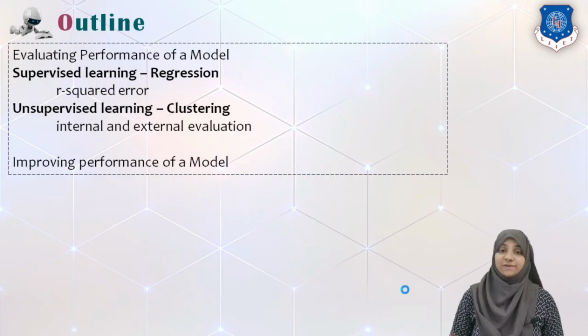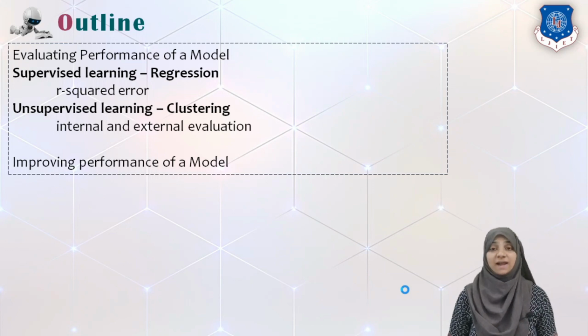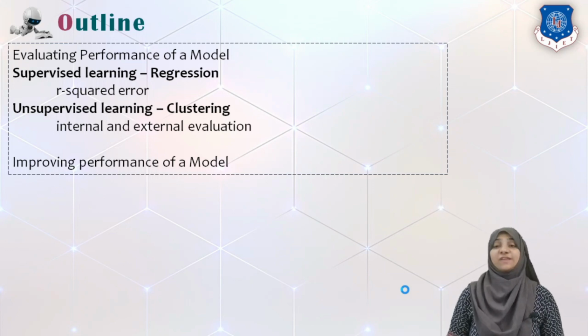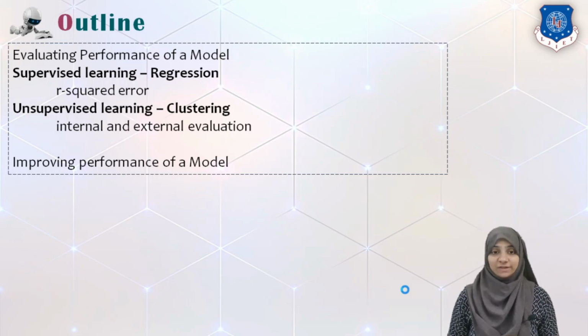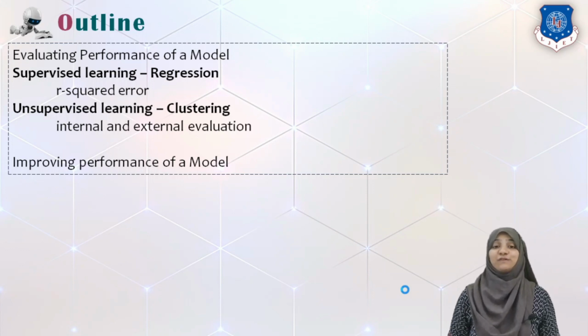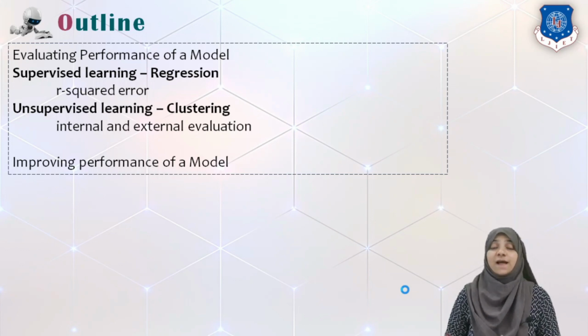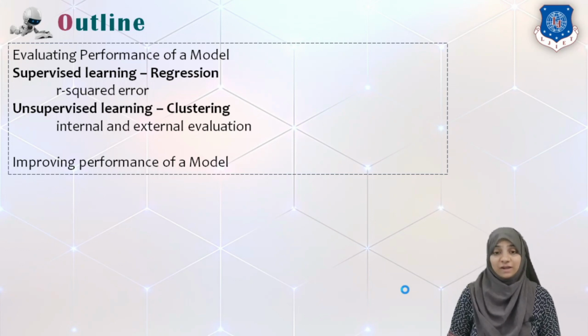Hi, in today's video we will see different methods of evaluating the performance of a model of regression type and clustering type. Since regression is a part of supervised learning, the method used for evaluating the performance of different models is R-squared error. And clustering belongs to the unsupervised learning type of model. We will use two different performance measures to compare two different models: internal and external evaluation of a cluster.